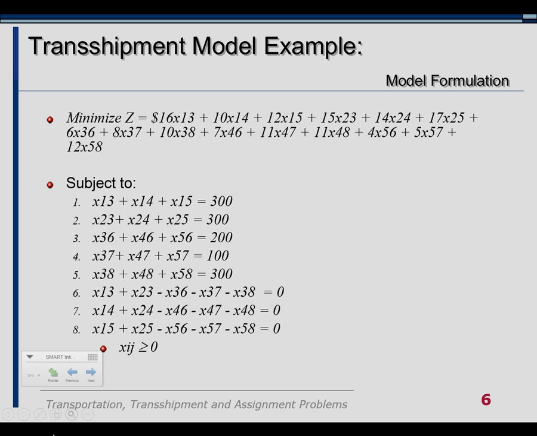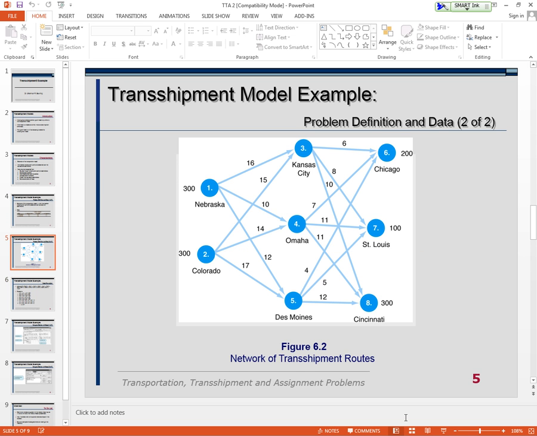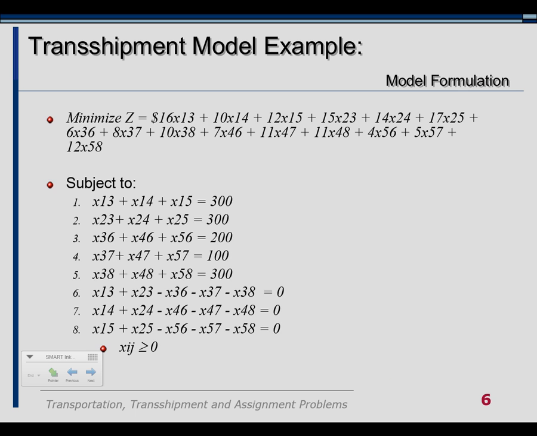Essentially what this means is, if we're going from 3, you can go from 3 to 6, 3 to 7, 3 to 8. The amount leaving 3 has to be equal to the amount coming into 3, right? So 1 to 3 plus 2 to 3 has to be equal to the amount leaving 3 to 6, 3 to 7, 3 to 8. Does that make sense? These last three constraints?